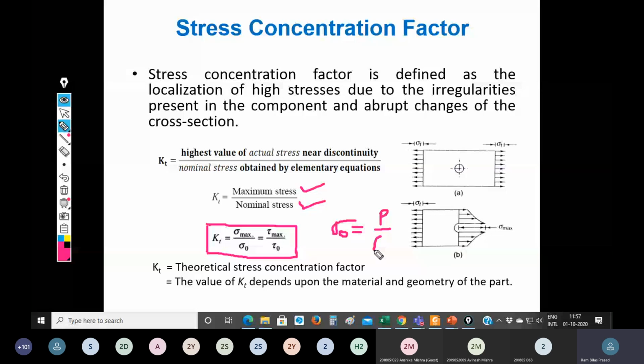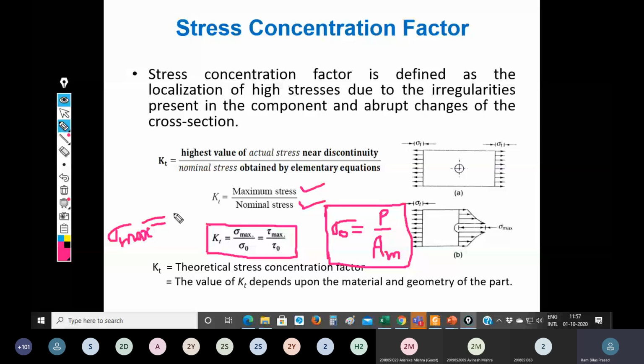Load divided by minimum cross-sectional area, right? So you have to determine sigma O from the minimum cross-sectional area and load, and then you have to find out sigma max, which is Kt times sigma O.